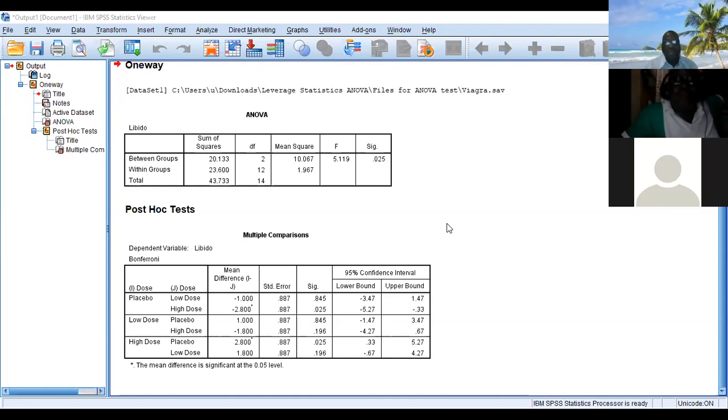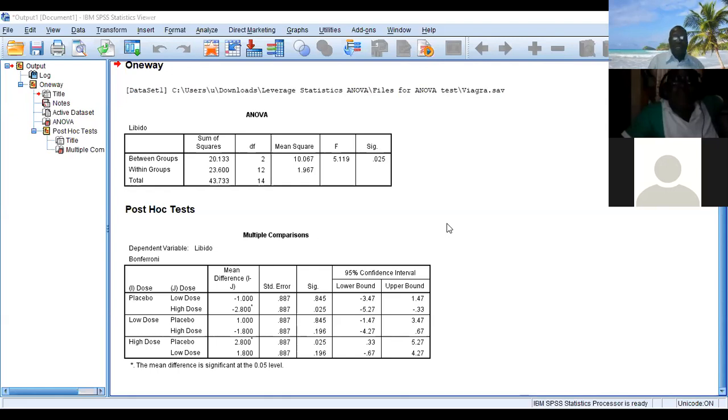Placebo and low dose, the same thing. Between placebo and high dose, you see 0.025. Between low dose and high dose, can you see, the same thing, 0.196. You see that only one is significant, that is between placebo and high dose. That is the 0.025, which is the only one that is less than 0.05. So it shows us that the difference only lies between placebo and high dose.